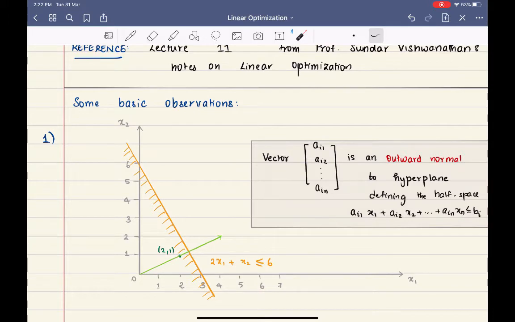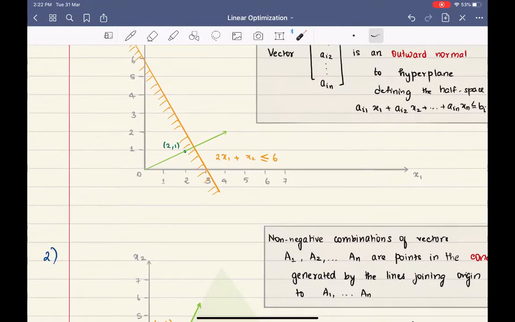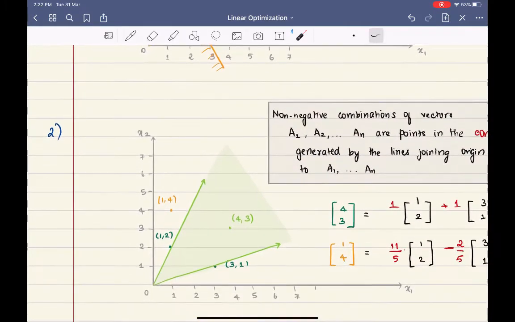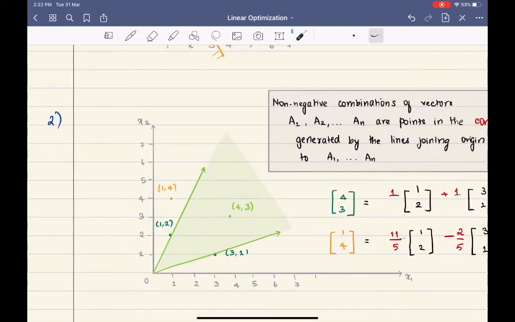Now let's go ahead. Now one more fact. Start with these 2 points, 1, 2 and 3, 1. Now these two are the vectors, as in the lines joining the origin to these points, and this is the direction given by the vectors 1, 2 and 3, 1.